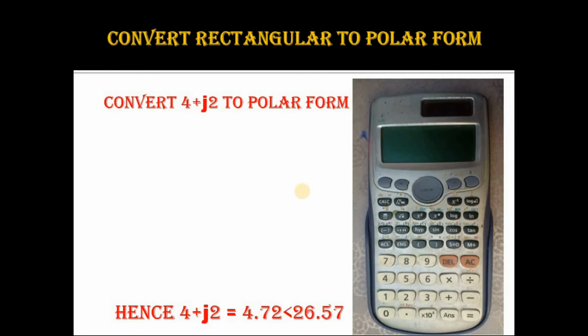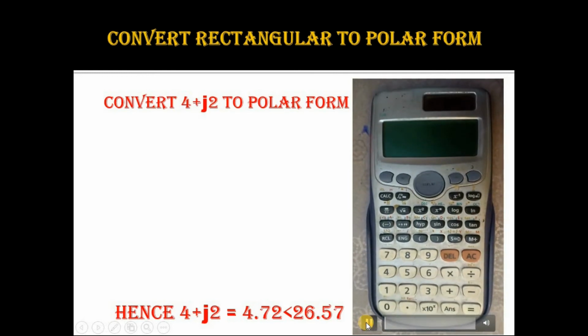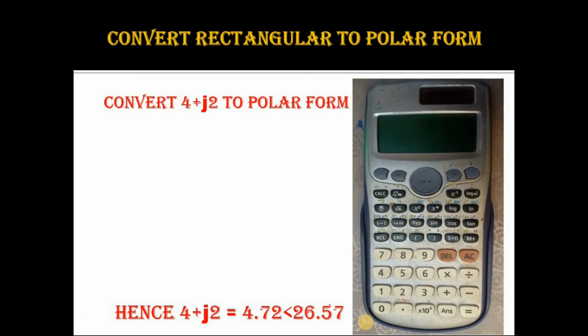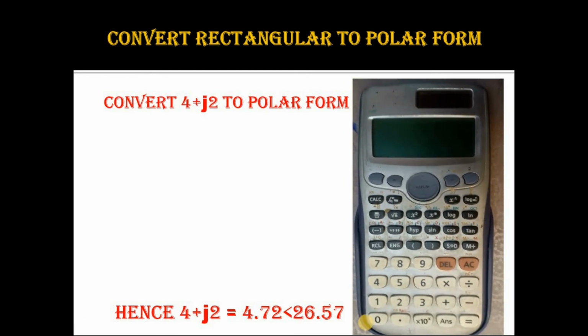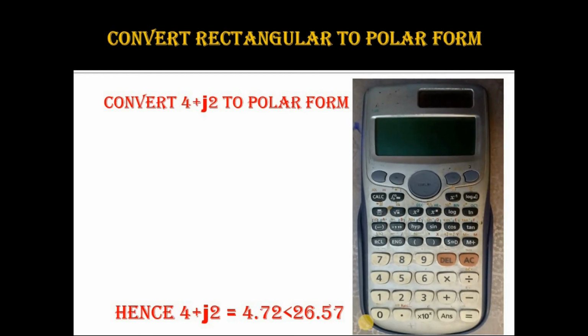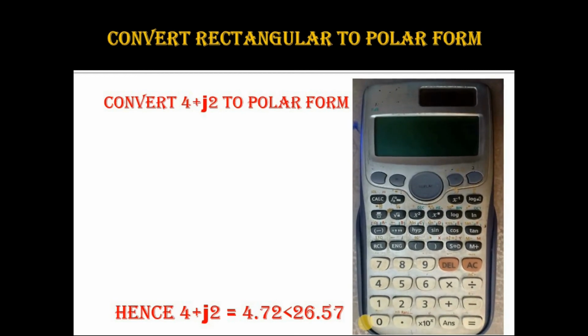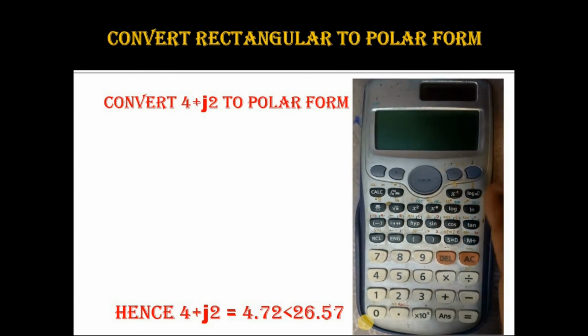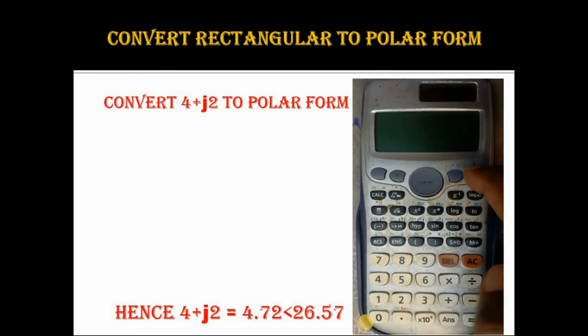So next is conversion of rectangular to polar form. We have seen how to convert polar to rectangular. Now we can see how to convert rectangular form to polar form. So take this problem and listen to it. Now we are going to convert 4 plus J2 to polar form. I am going to use the calculator FX991 ES Plus. So to do this using this calculator, first switch on the calculator.